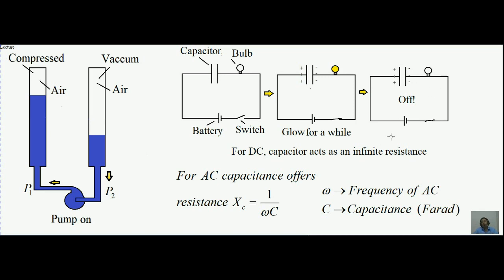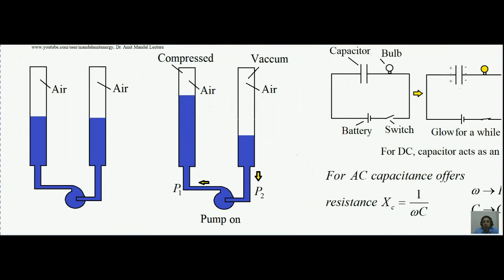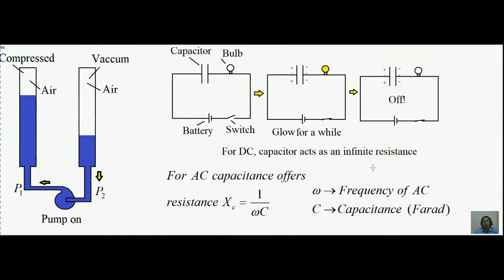Overall, this is the DC source, in which the plus and minus of the two terminals remain constant with respect to time. A battery is always a DC source. Plus and minus don't change with time. That is a DC source. So for a DC source, the capacitor acts as an infinite resistance.